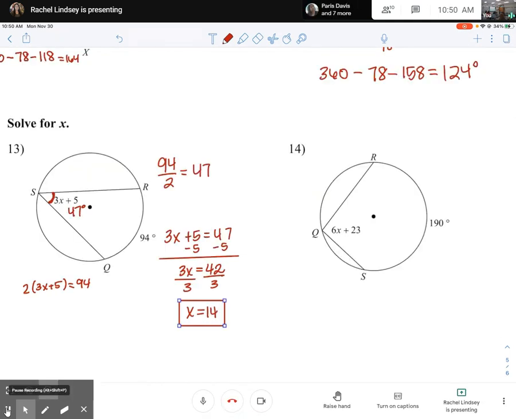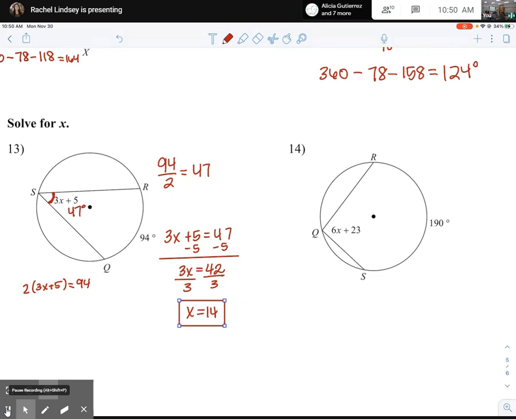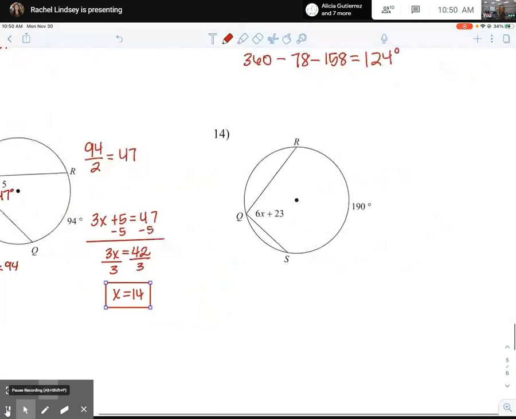Okay, so same thing on number 14. First, we need to find the angle, or inscribed angle. So I'm going to do 190 divided by 2. What's 190 divided by 2? 95. So then I'm going to set 6x plus 23 equal to 95.